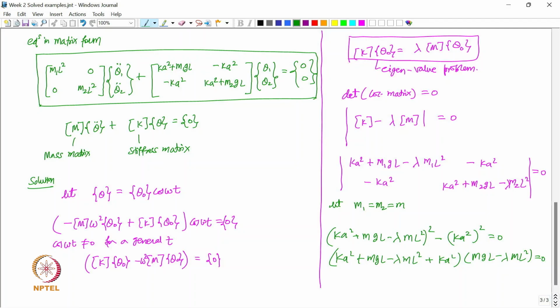So the first root would be λ1, and that λ1 would be equal to g by L. And the second root would be g by L plus 2 k s² upon m L², correct. So therefore the natural frequencies would be the square root of these. Let us go to the next page.